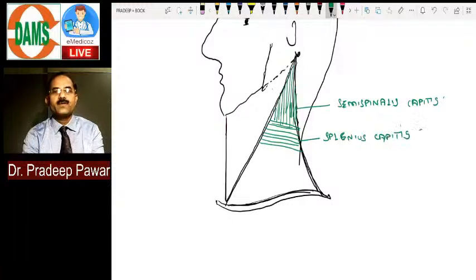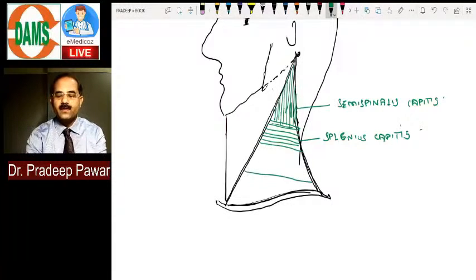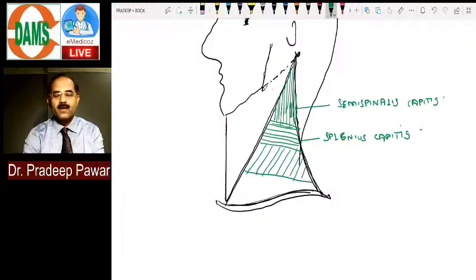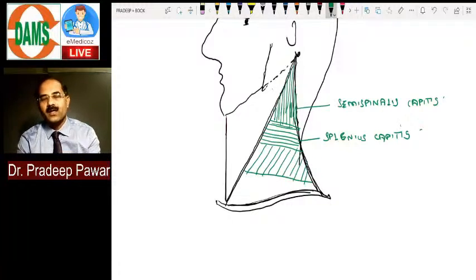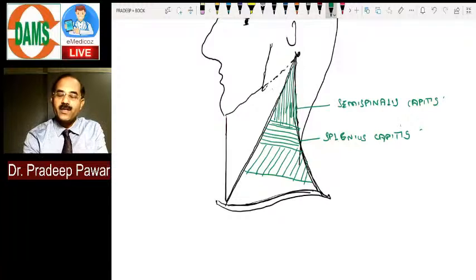Now I am directly telling you this. The third muscle here is going to elevate the scapula. It's a levator of the scapula. What do we call this as? The levator scapulae.